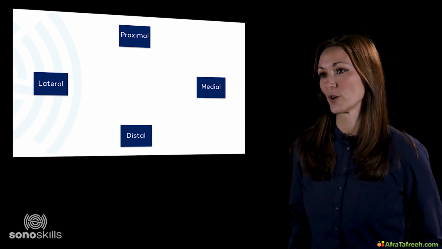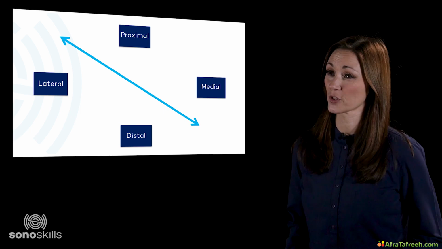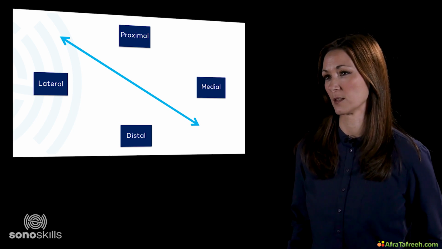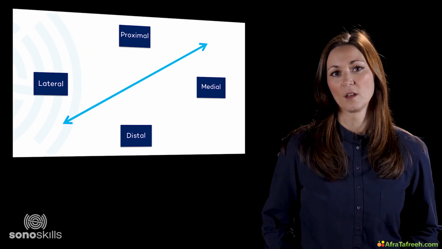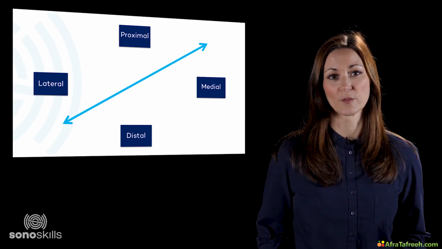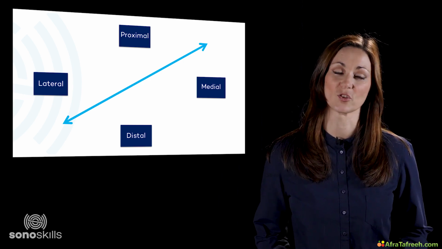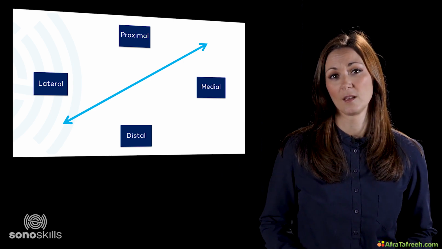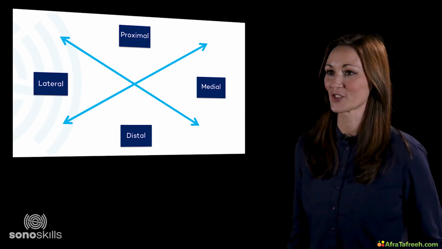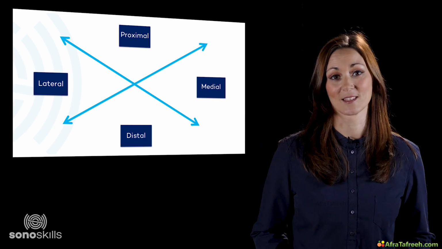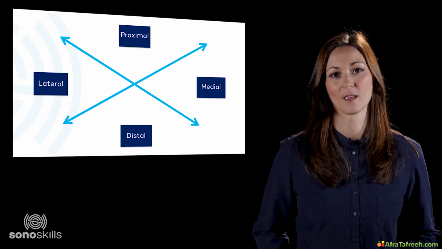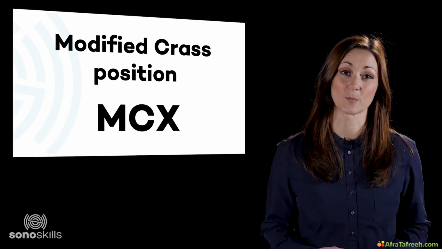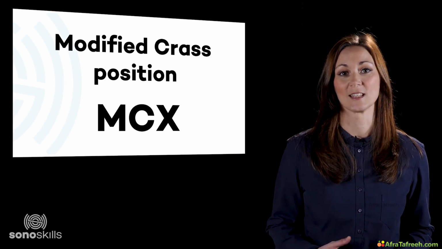Placing the transducer in the modified CRASS position, based on the fibre orientation, results in a proximal-lateral towards distal-medial orientation to scan the supraspinatus transversely. The longitudinal supraspinatus in the modified CRASS position is scanned by orientating the transducer proximally to medially, towards distally to laterally. If we combine both modified CRASS transducer positions, a sign of an X can be seen. Memorising MCX will help you remember that in modified CRASS position, the transducer positions are orientated as an X sign.